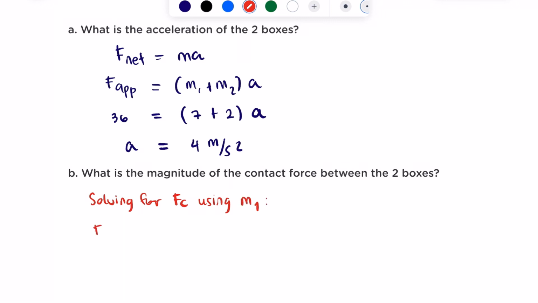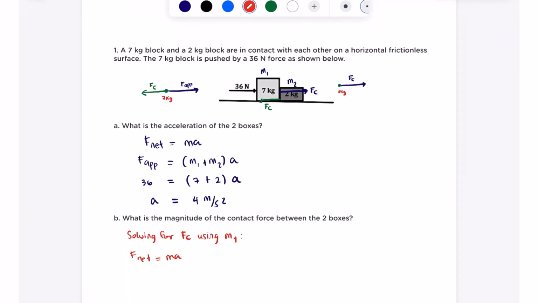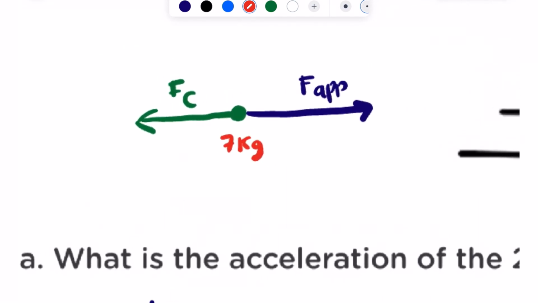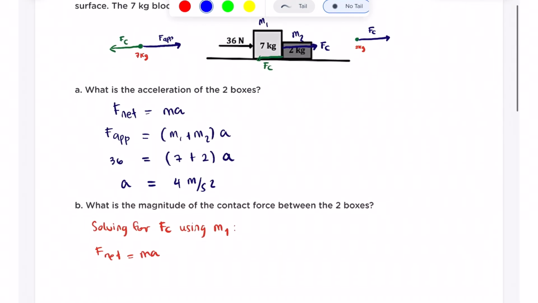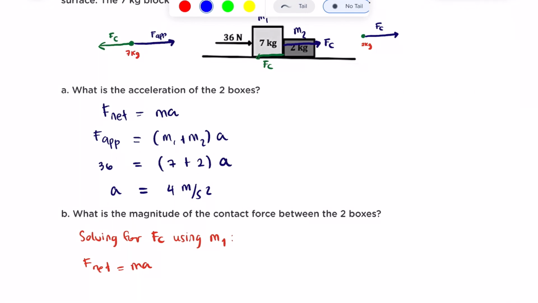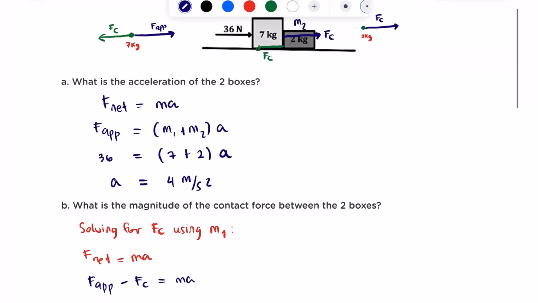So we'll have F net is equal to ma, and once again, for M1 or the 7 kilogram box, the net force would be composed of your applied force pointing to the right and your contact force that is pointing to the left. So our F net then becomes applied force positive minus the contact force negative is equal to ma. And we substitute the values now.